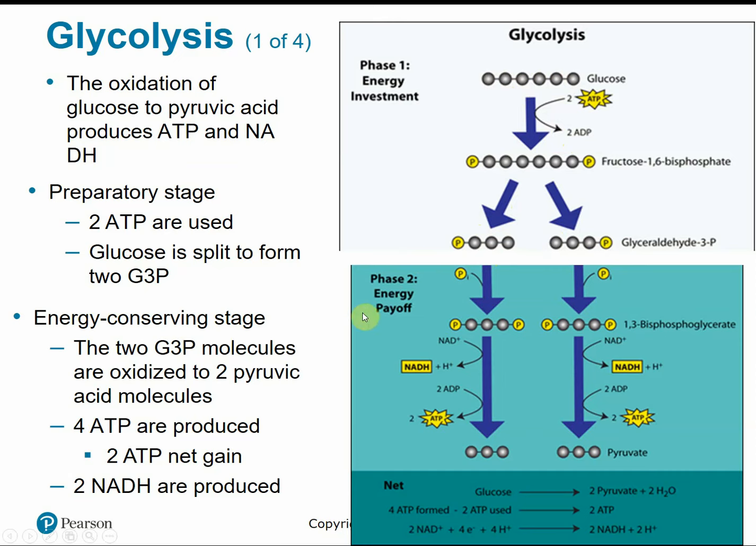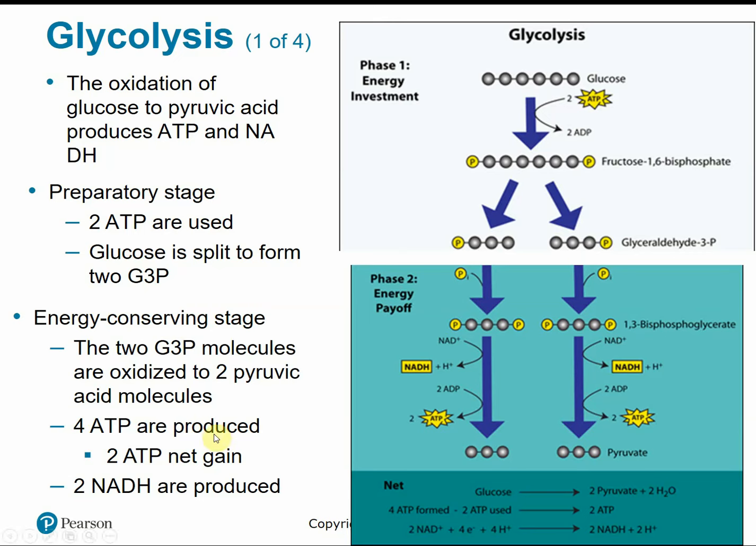So phase 2 is our energy payoff or energy conserving stage. Those 2 G3P molecules we just got will now be oxidized into our pyruvate or pyruvic acid molecules. During this process, we have produced a total of 4 ATP, which gives us a net gain of 2 ATP. So we have to pay back the 2 ATP we used to initiate glycolysis, right? But then we get a 2 ATP profit or net gain.